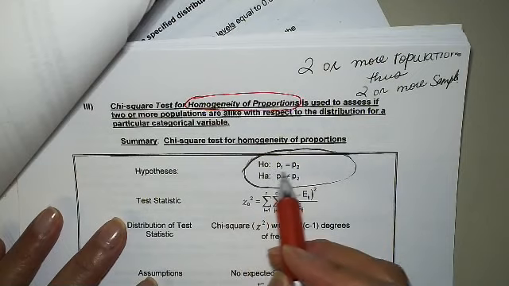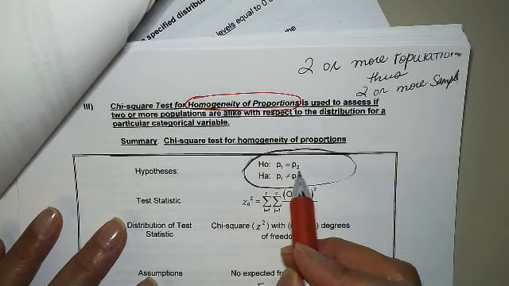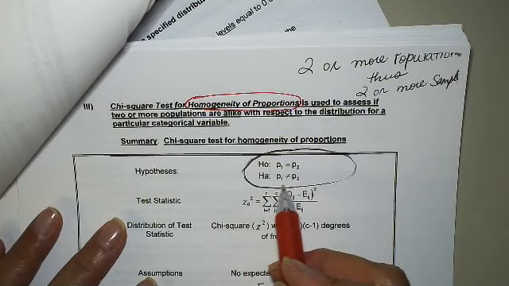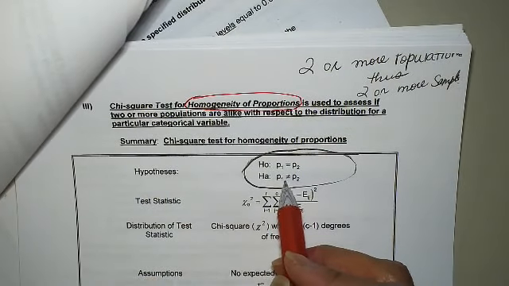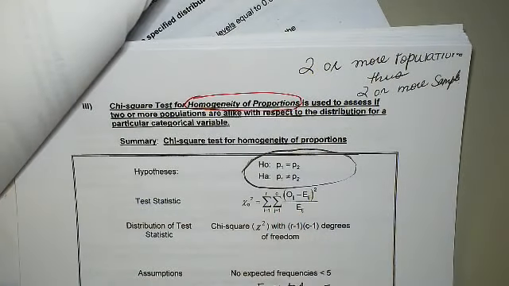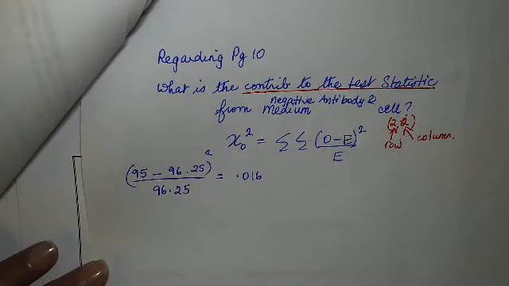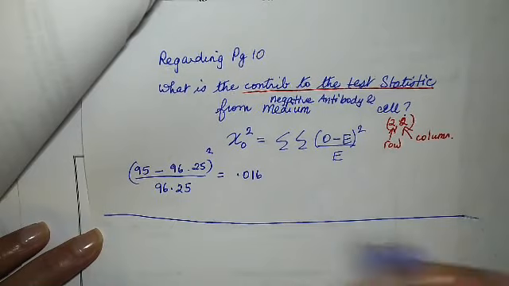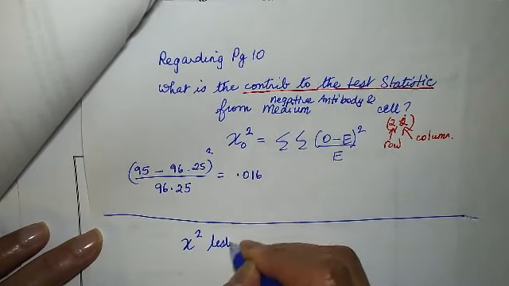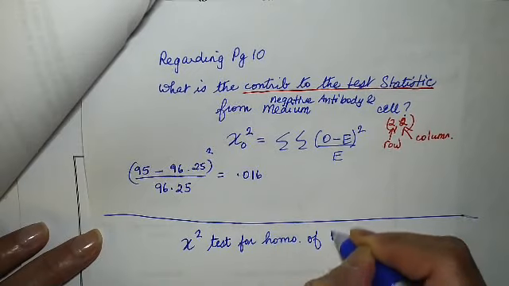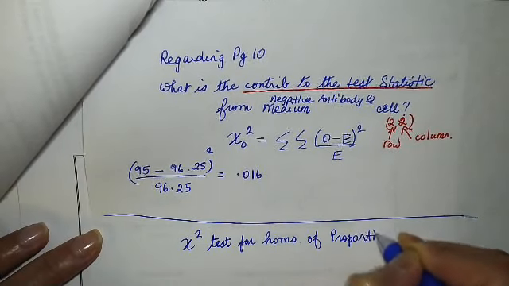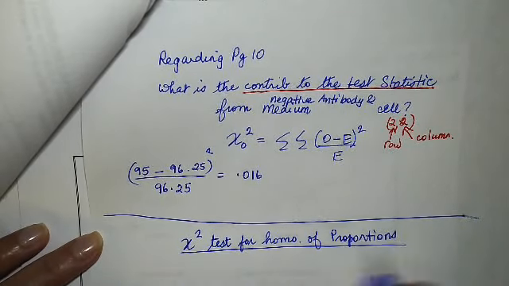Now I have P populations. And I'm taking samples from these P populations. So in this case, your null hypothesis and your alternate hypothesis would look like this. The proportions are the same versus the proportions are not the same. Proportions of what? What are we talking about here? Let me give you an example.